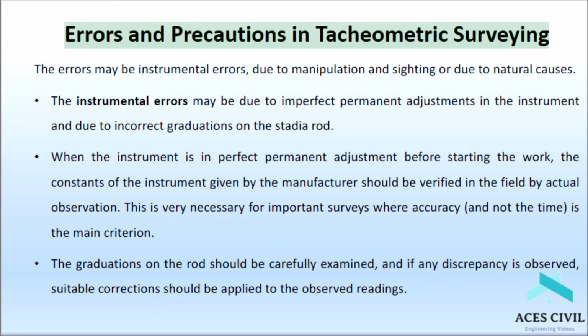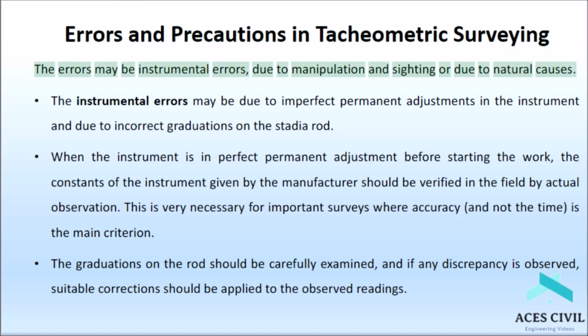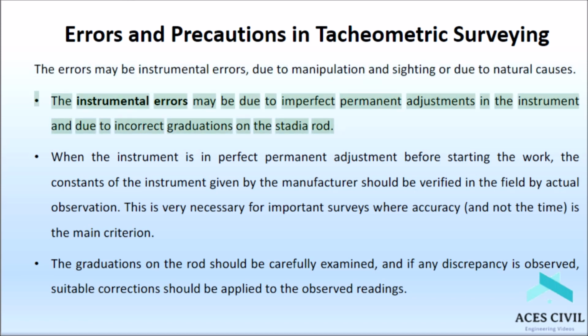Errors and precautions in tacheometric surveying. The errors may be instrumental errors, due to manipulation and sighting, or due to natural causes. The instrumental errors may be due to imperfect permanent adjustments in the instrument and due to incorrect graduations on the stadia rod.